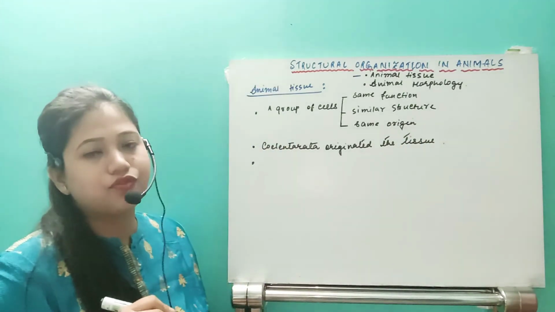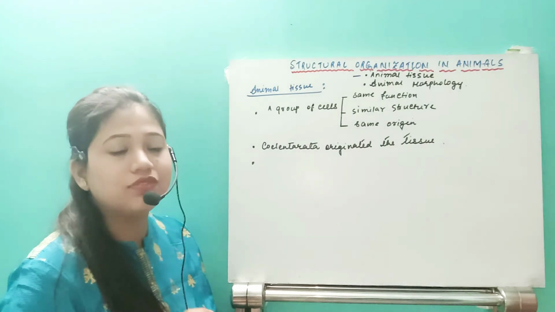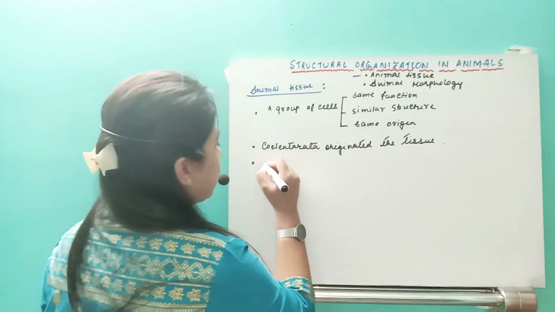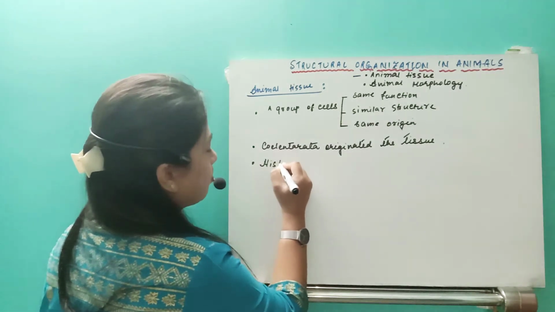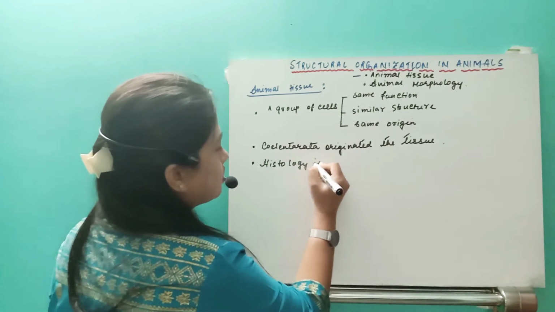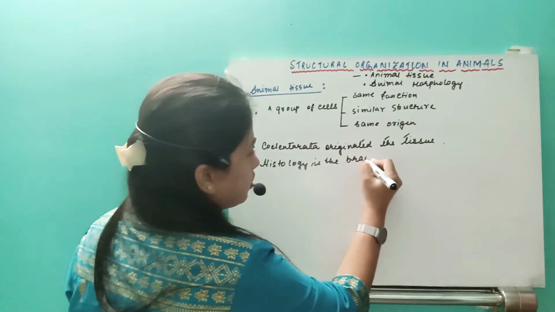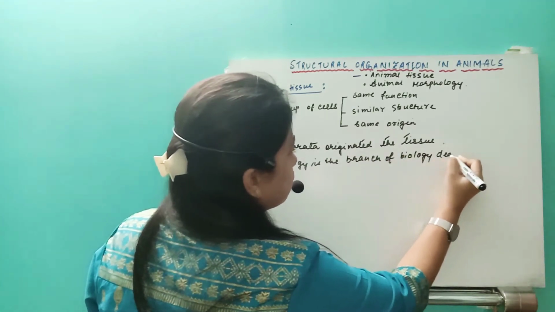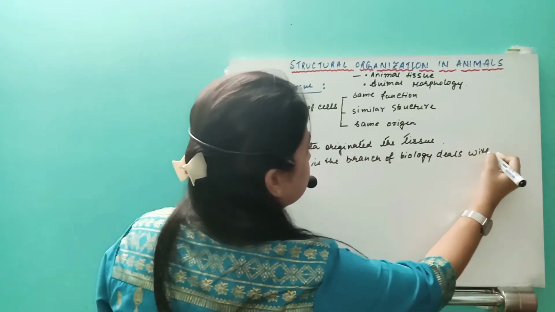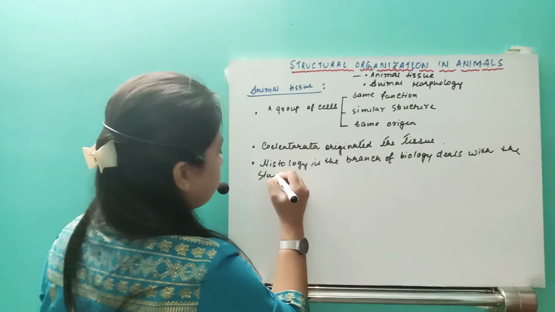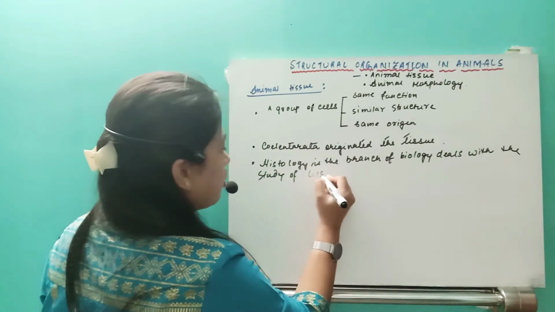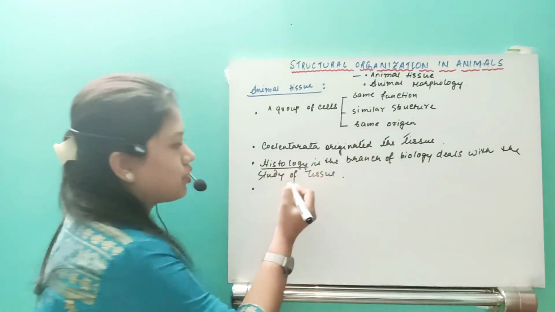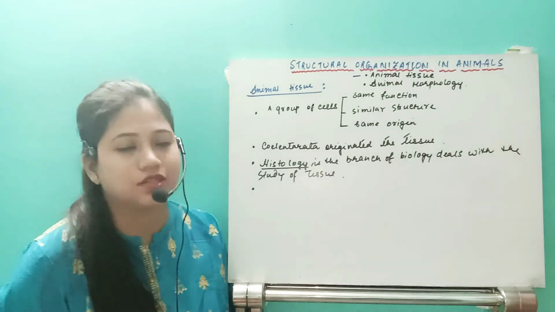Done. Next, you have to know what is the branch of biology that deals with the study of tissue. That branch that deals with the study of tissue is known as histology. Remember that histology is the branch of biology that deals with the study of tissue. Okay, so this point also is very much important. Remember always, this branch of biology that deals with the study of tissue is histology.